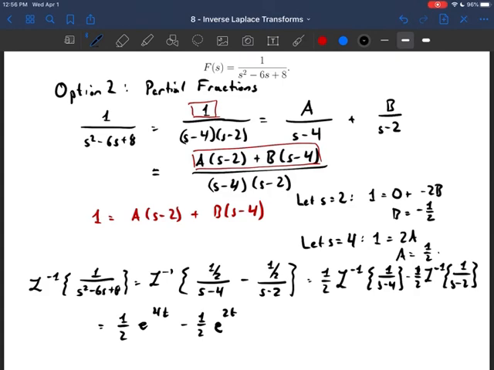And if you compare, that's exactly the same answer we got the other way, although it was written in a different form using the hyperbolic sine.